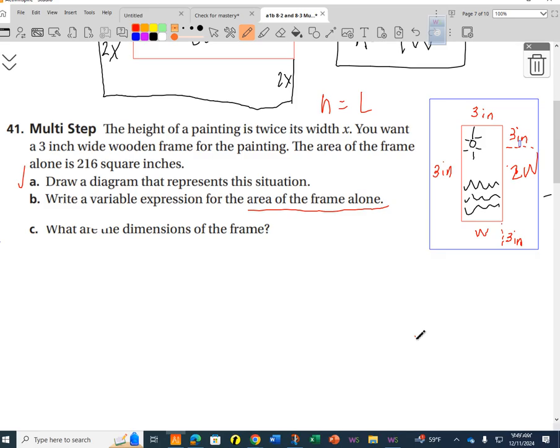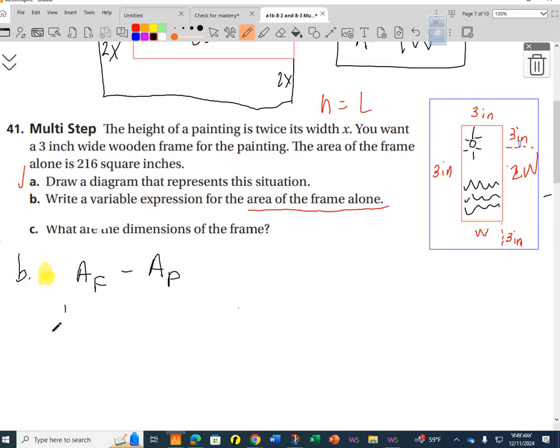So we're going to write our strategy for B is to find the area of the frame. We're going to find the area of the frame, and then we're going to subtract the area of the painting. Does that make sense? So this is B.